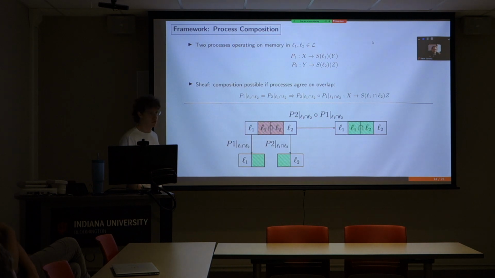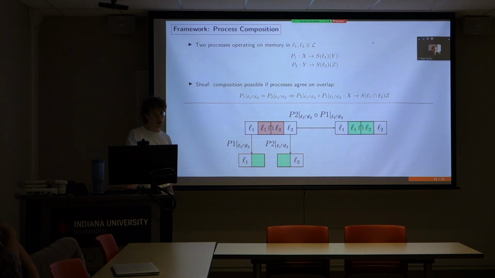So when you say compose, do you mean sequentially, like P1 happens first and then P2 happens? Yeah. Okay. And so agreeing on the overlap, does that mean something like the final result of P1 has a part of that memory agree with the initial memory of P2? Yeah. Okay. That is what happens.